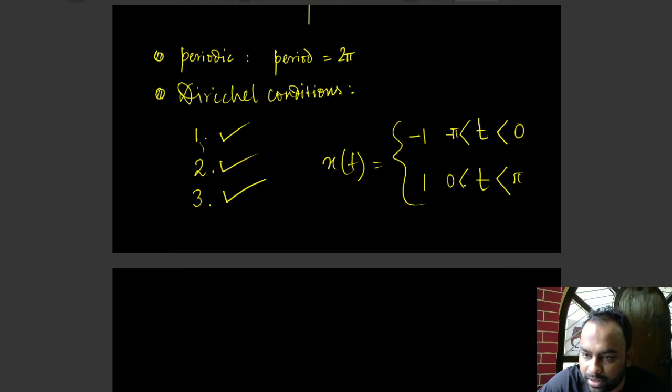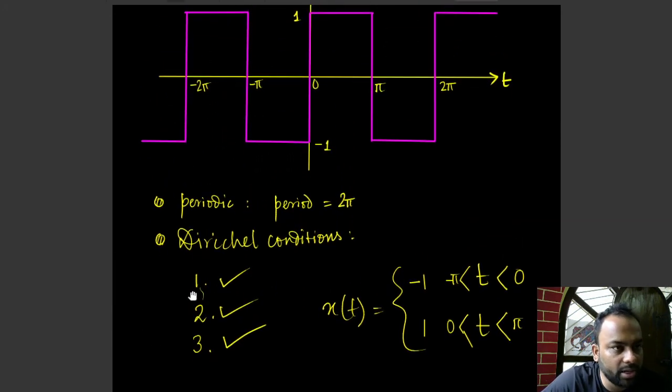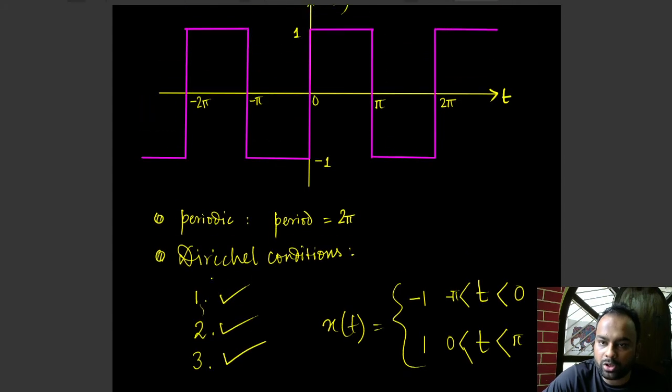So I can say something like this. That's sufficient for us, right? Because discontinuities are allowed here. So this is again a periodic waveform that is periodic with a period of 2 pi. So every 2 pi seconds it repeats itself.